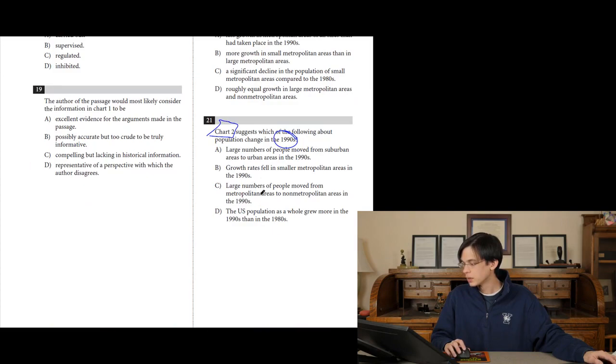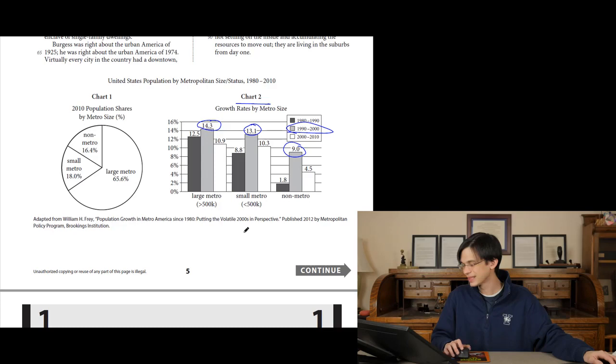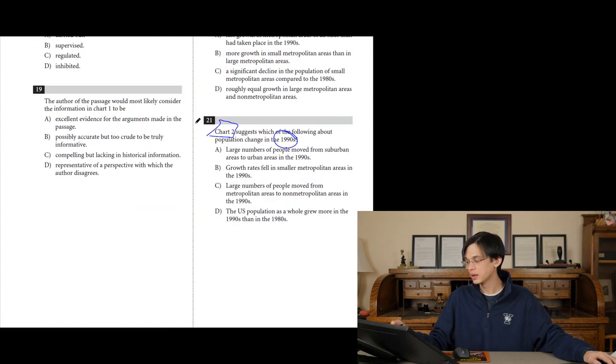Not like in A. What about B? Growth rates fell in smaller metropolitan areas in the 1990s. That's not true. Growth rates actually increased. That was at its peak. Small metropolitan areas had their largest growth rate in the 90s than any other era. It didn't fall in the 90s, it rose, so it can't be B.